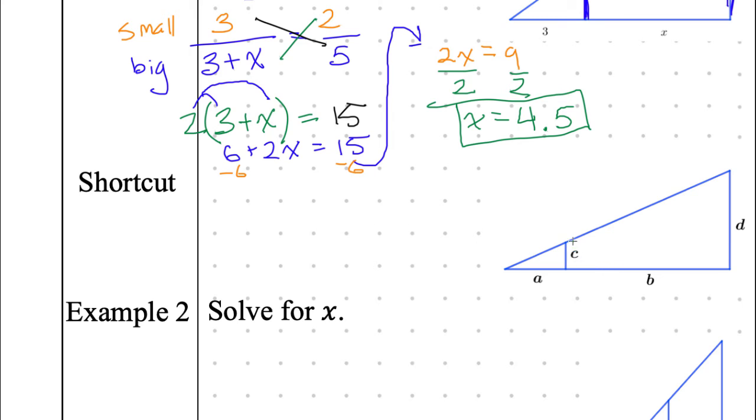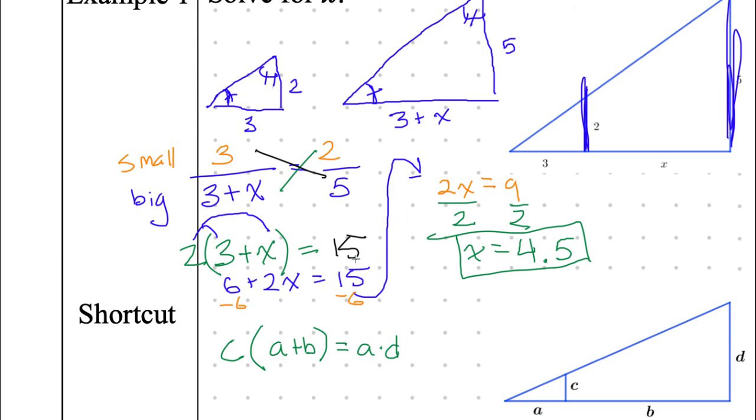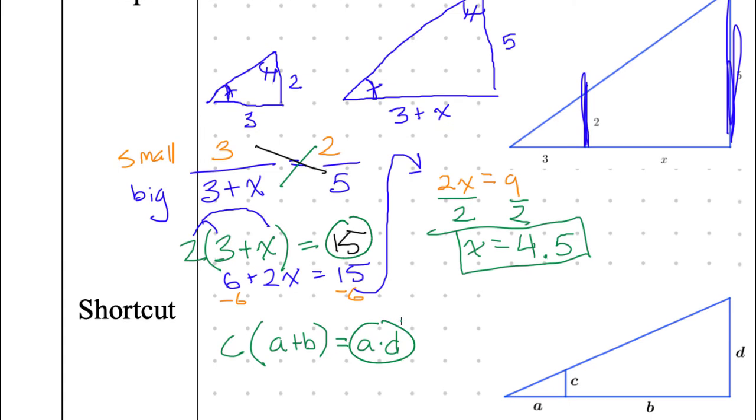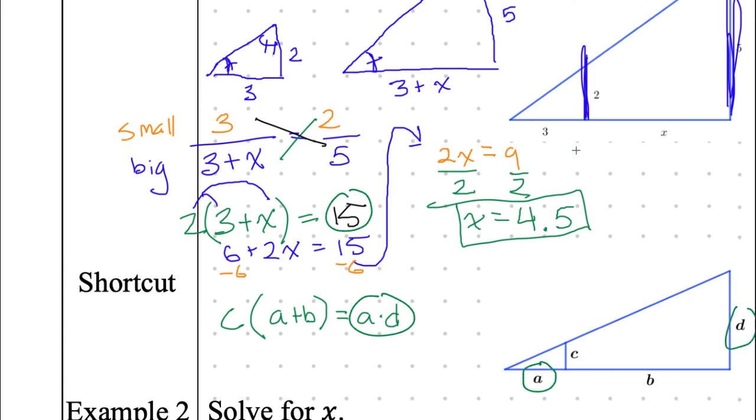If I have C over A and D over A plus B, you will always get this cool little shortcut, which is if I do C times the quantity of A plus B will always give me A times D. And you can see that up here. This 15 was A times D. This tiny A times D, this 3 times 5 was indeed this 15.